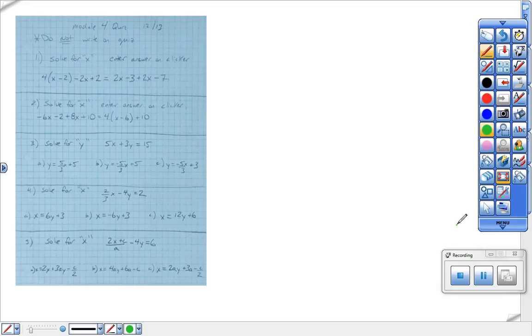I'm going to do numbers 1 and 2 where I'm solving a regular equation. Then I'll solve 3, 4, and 5, which are literal equations.